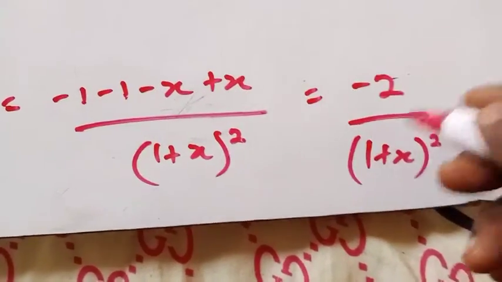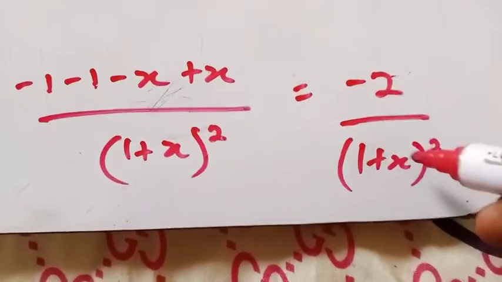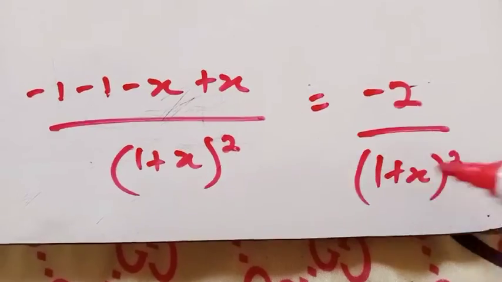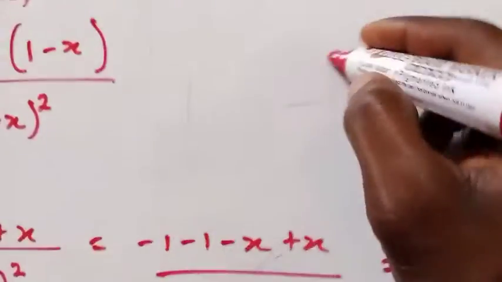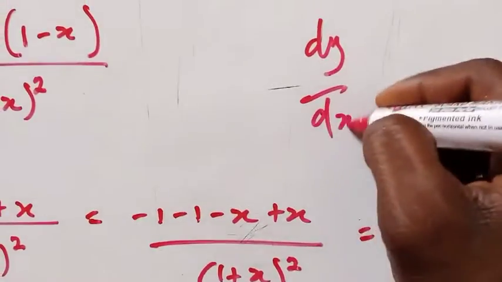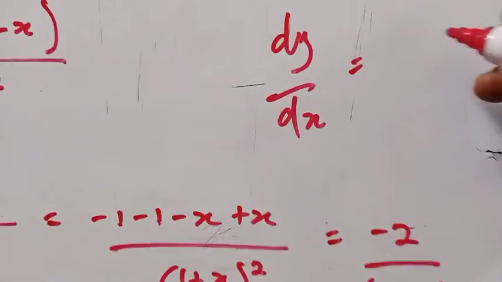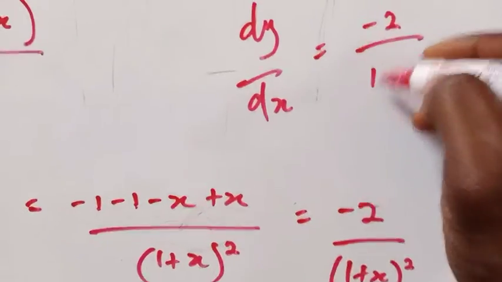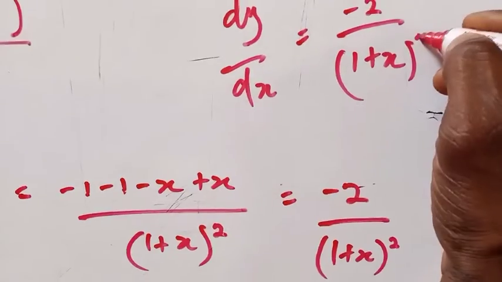We cannot proceed from this point again. Remember, I said that you don't need to expand this thing. So the derivative of the function given to us, that is dy/dx of the function given to us, is going to be negative 2 over 1 plus x, everything squared.